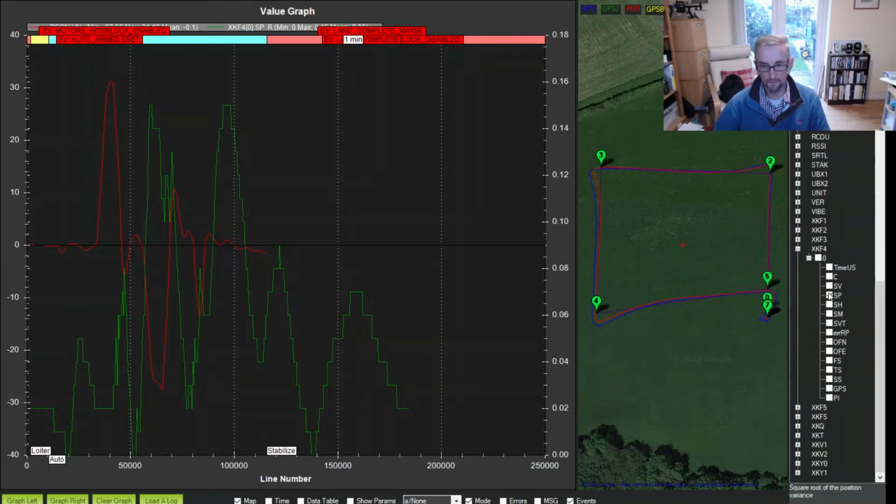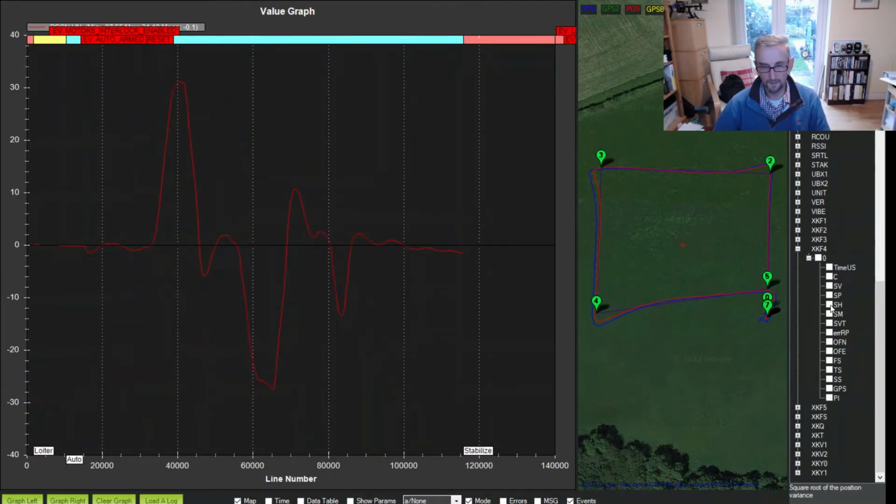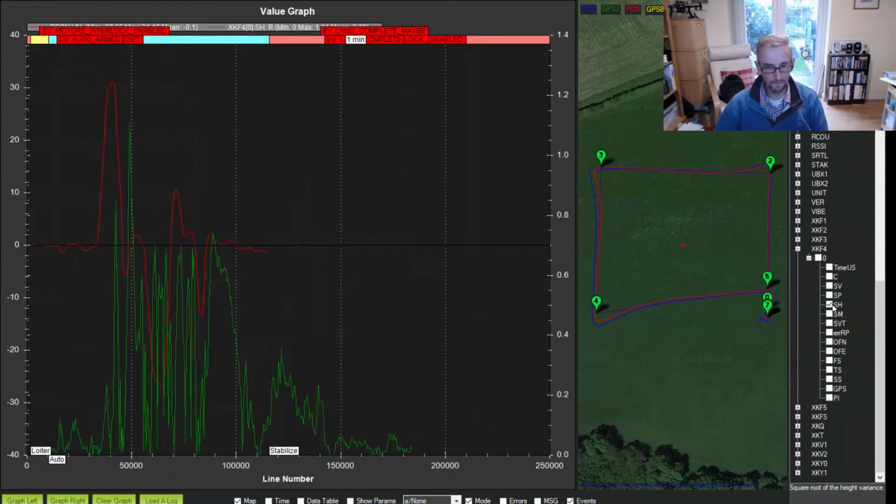All right, so let's have a look at the height variance. One of the things I noticed when the copter was flying around was it was definitely dropping in height as it got around the mission. It started at 20 meters, but as it got further around the mission, it started to drop in height. So what does the height variance look like? Okay, pretty bad here. The height variance gets up to over 1, and this is all coming from the barometer.